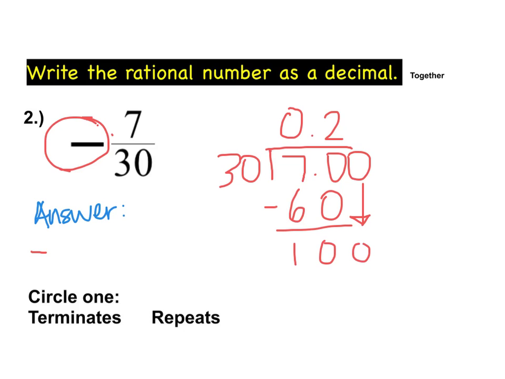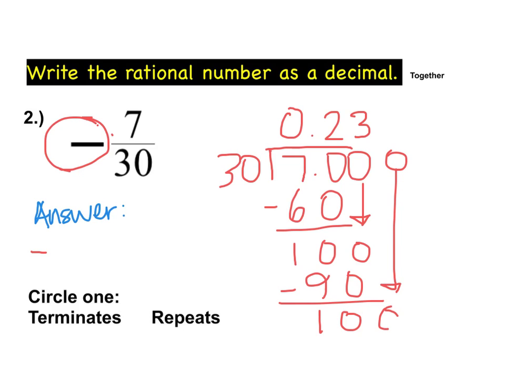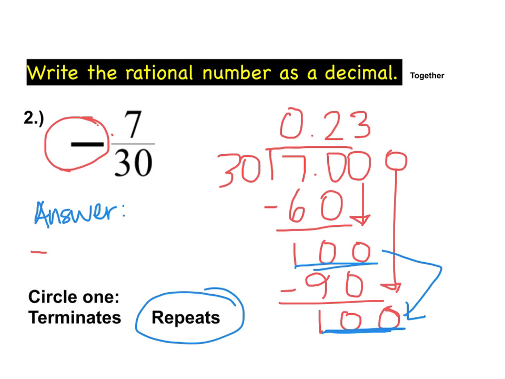We bring down another 0, and we have 100. 30 goes into 100 3 times. 3 times 30 is 90. We take the difference, we get 10, we bring down another 0. Now, you should have alarm bells going off in your head right now. We have seen 100 before. So this tells us that our decimal is going to do what? It's going to repeat. Specifically, it is the 3 that is going to repeat.